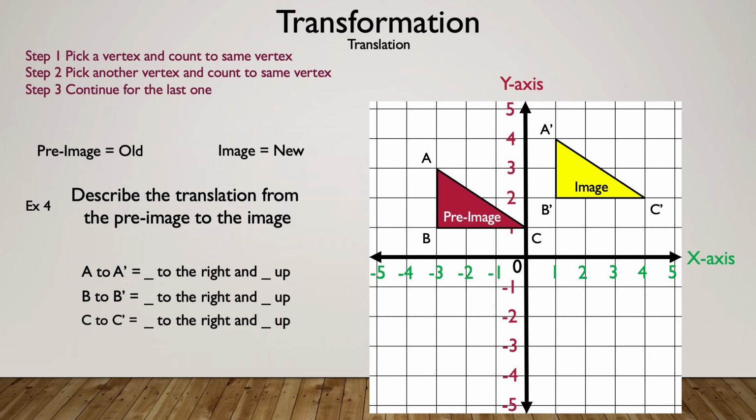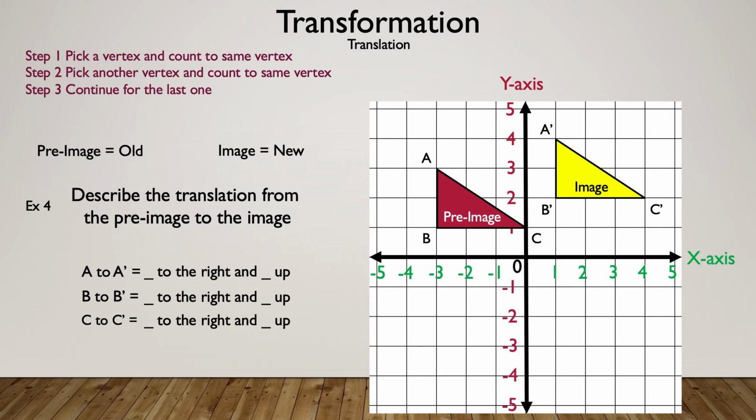Let's read the question to make sure we know which way to go. Describe the translation from the pre-image to the image. So we start with the pre-image, which is on the left side. And now we're going to go to the image, which is on the right side and up. So we have to go to the right and up. So let's figure out how much we have to go for each one.